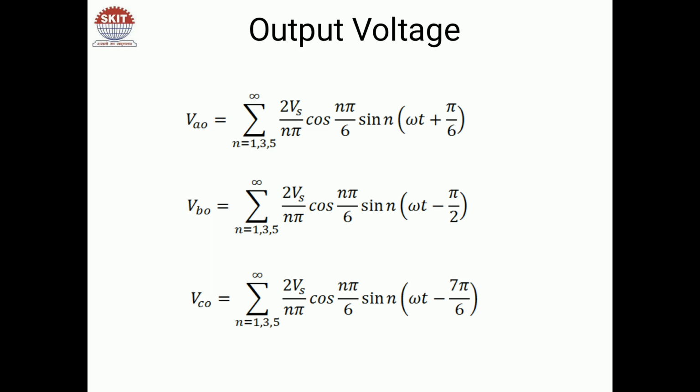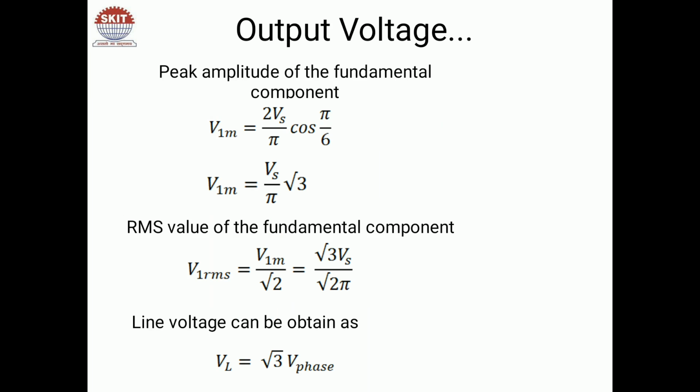That is V1m equals 2Vs upon pi cos pi by 6. Put the value of pi by 6, cos pi by 6. So that is V1m equals Vs by pi into root 3. And this is the RMS value of the fundamental component.